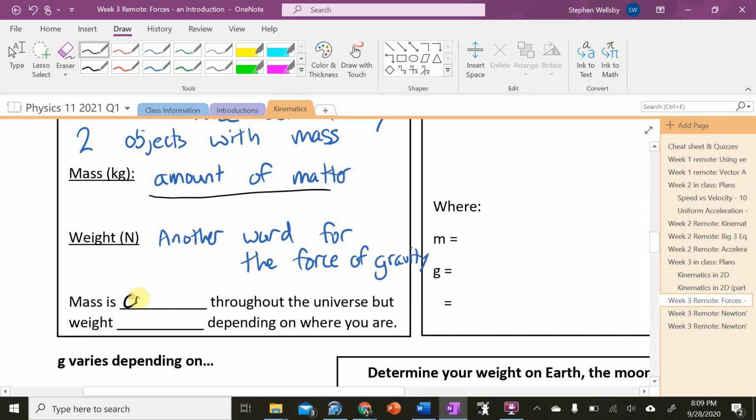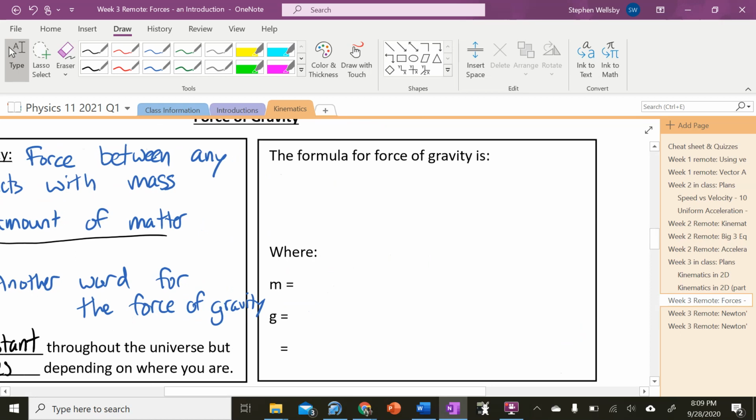So the mass is going to be constant throughout the universe, but your weight varies depending on where you are. So if you're on the moon, the force of gravity on you would be less, and that's because the moon's mass is much less. And so if you have two smaller objects, then the force of gravity between those two objects will be smaller.